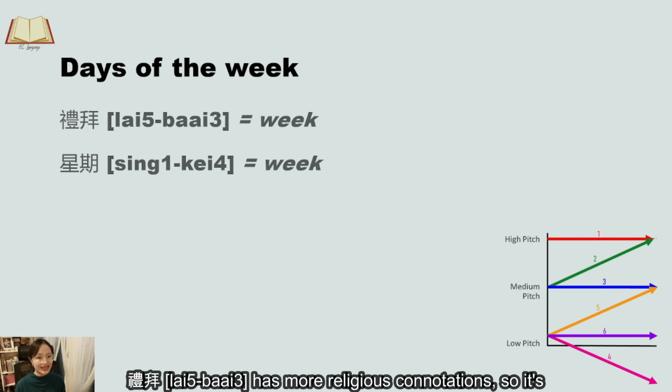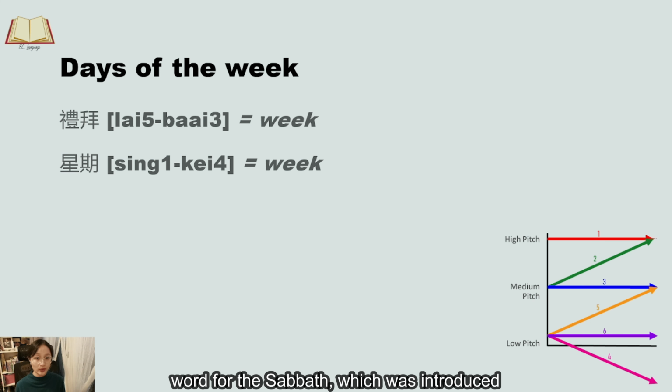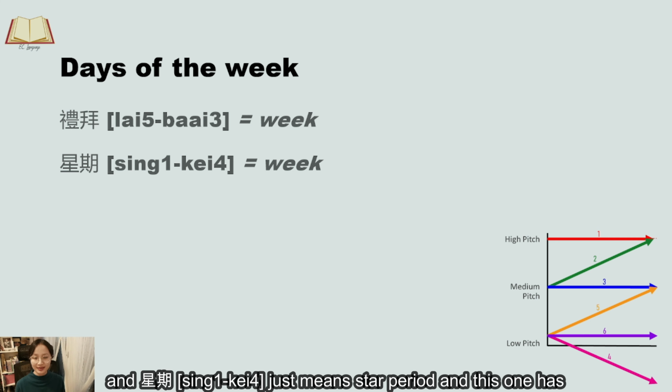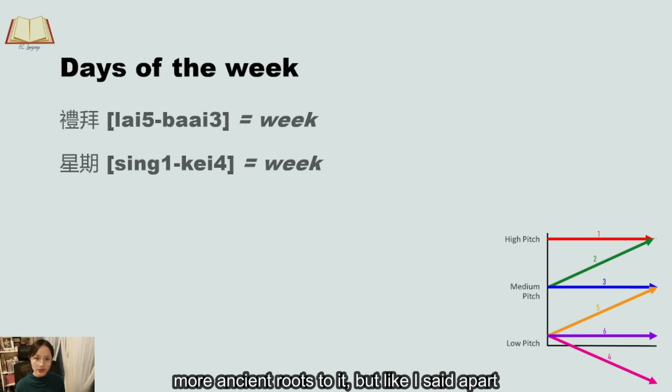禮拜 has more religious connotations, so it's believed to be derived from the Portuguese word for the Sabbath, which was introduced to Chinese communities through Macau. Now, 星期 just means star period, and this one has more ancient roots to it. But like I said, apart from the different origins, both words mean week, and we use both equally.